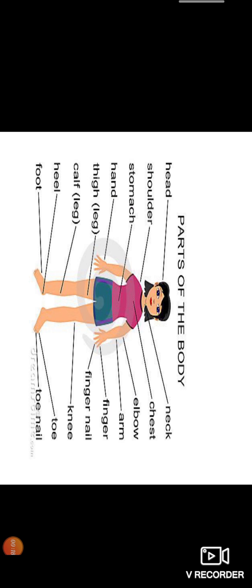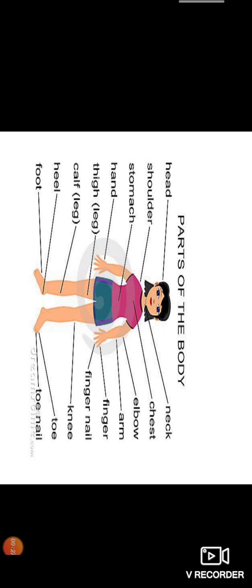The first part of the grammar. Okay, so we'll start with the grammar itself in the beginning. Children, just have a look at these pictures. What's that? Yes, already you know about that. They are parts of the body, right?